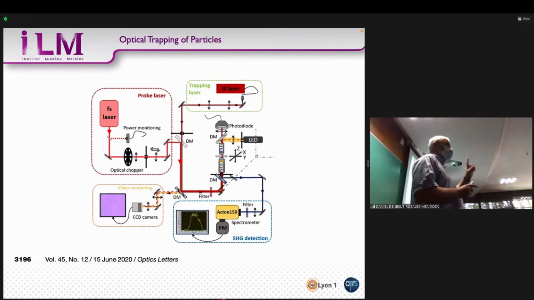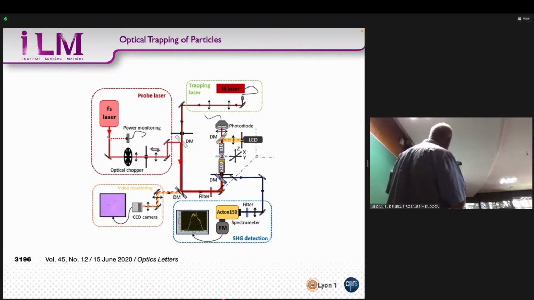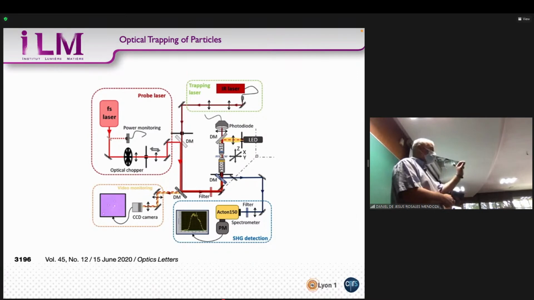Okay, so then we decided we don't want to move the cell. We just want to move the particle. So what we decided to do is actually use optical trapping to trap the particle and then do the second harmonic on the trapped particle.